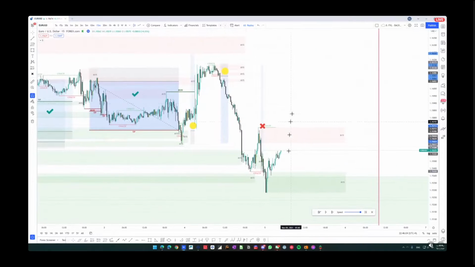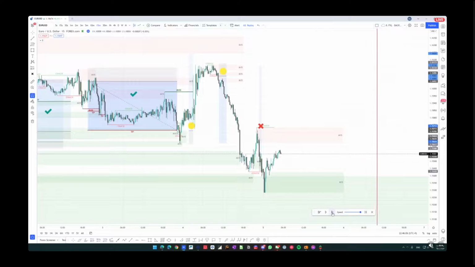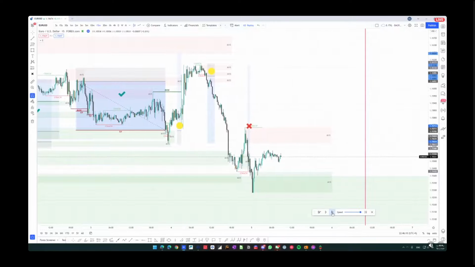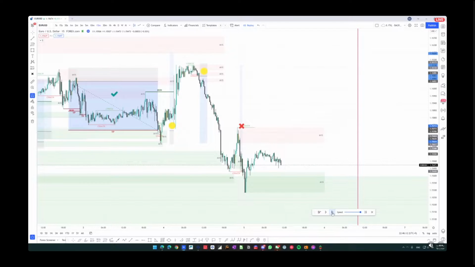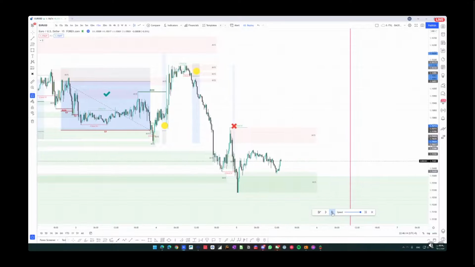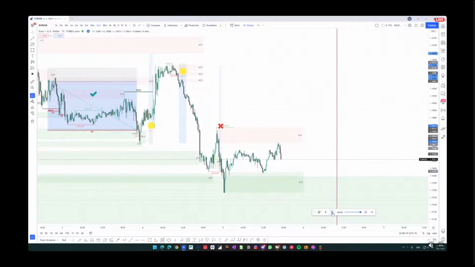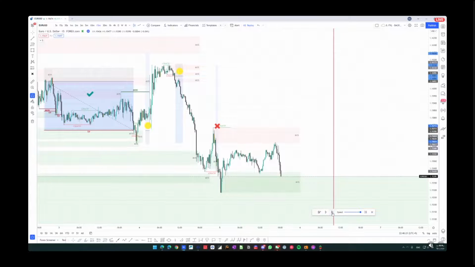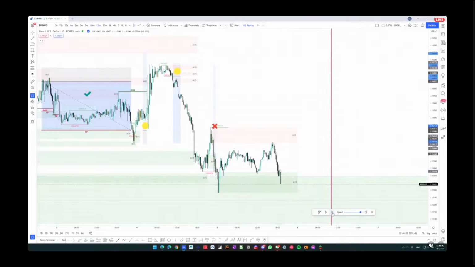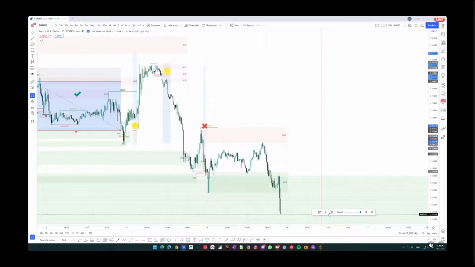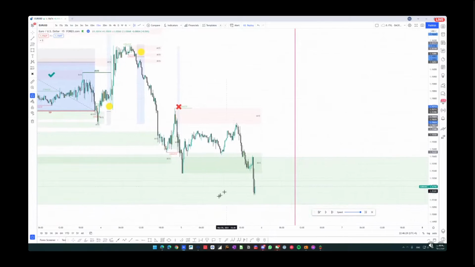So we just saw what happened. We all remember what happened. We know what happens now. So this one taps into supply, checks off the supply, comes down, and this is the one where it comes deeper, hits the 50%. Yeah, so it hit the 50% now of this strong demand zone.